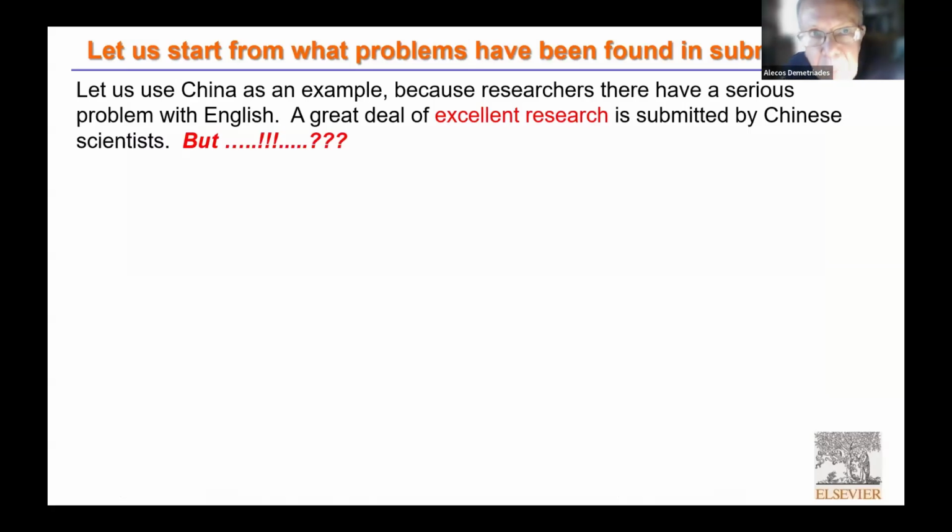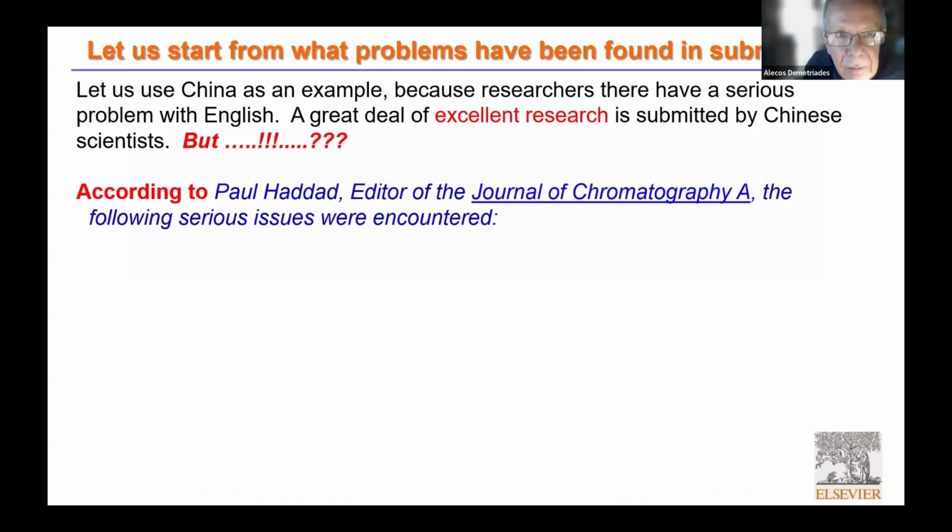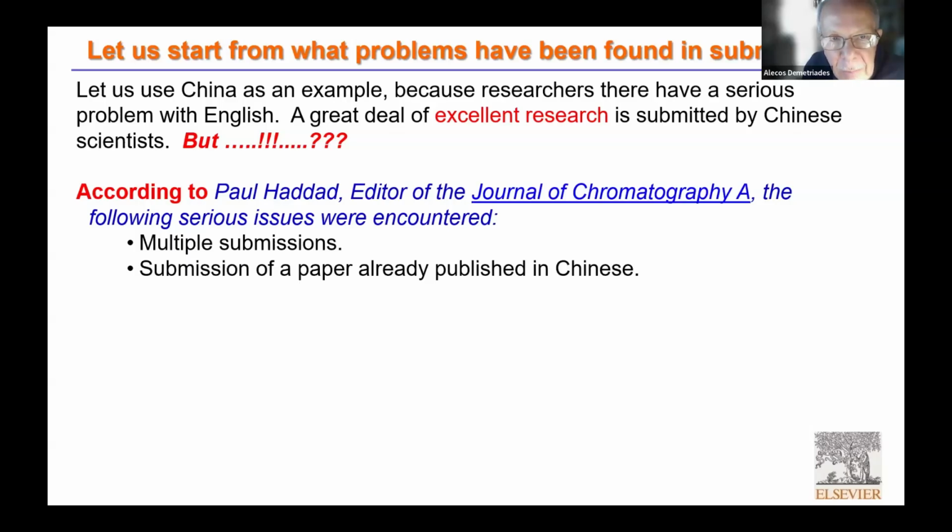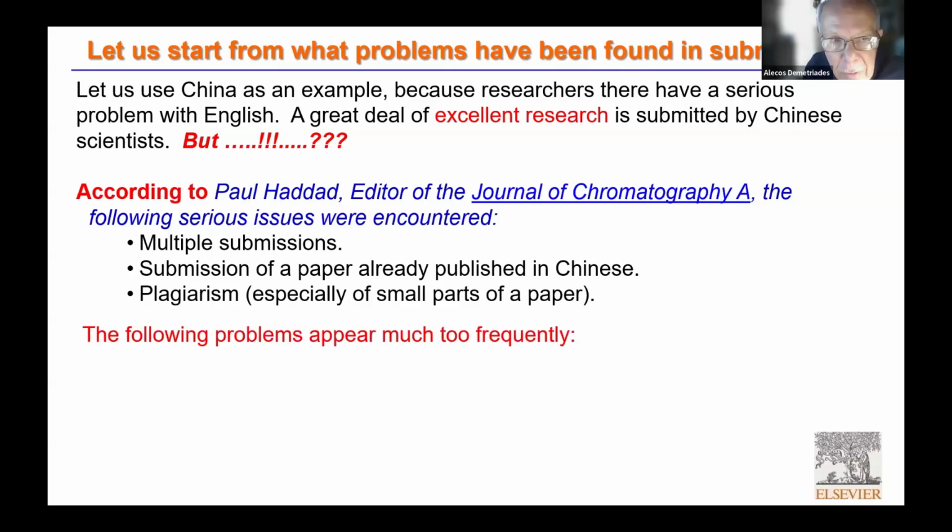Now, I use an example from China because researchers there have a serious problem with English. While they do a lot of excellent research work, when papers are submitted, there are a lot of problematic issues. According to Paul Haddad, editor of the Journal of Chromatography, the following serious issues were encountered: multiple submissions, submission of a paper already published in Chinese, plagiarism, especially of small parts of a paper.